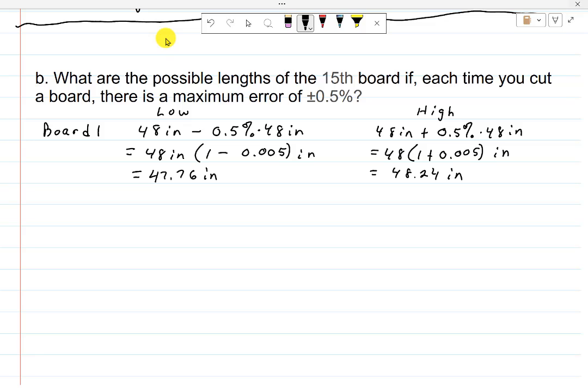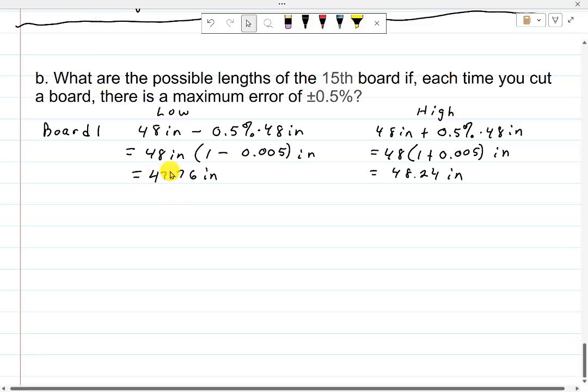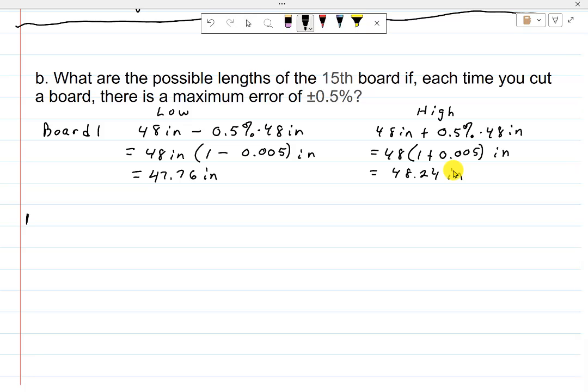Now, you're going to use these results to build on the next one, because what you're going to do is subtract 0.5% from this low estimate to get a new low estimate, and then add 0.5% to get a new upper estimate. So we move on to board 2. I do just like I did before, except this time I take 47.76 inches, what I ended up with before, and multiply by 1 minus 0.005. That's the low amount.